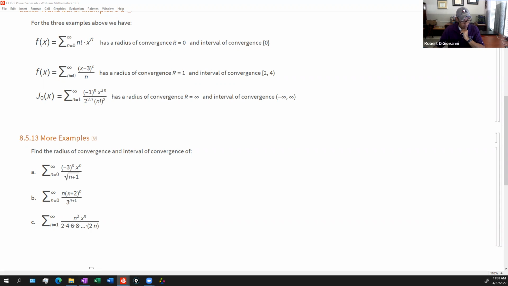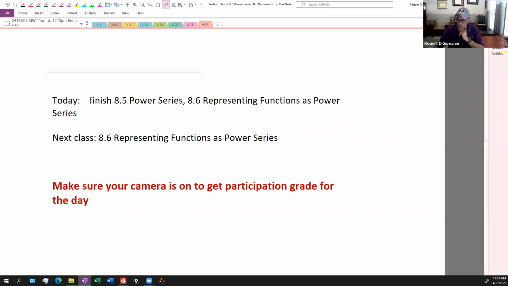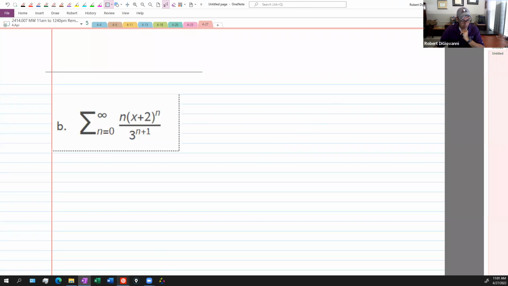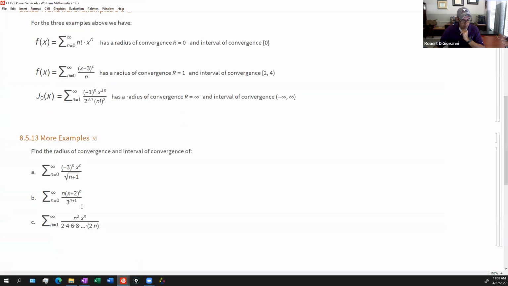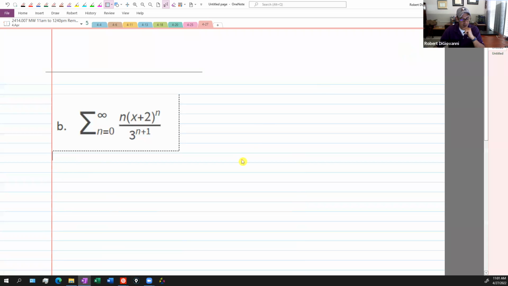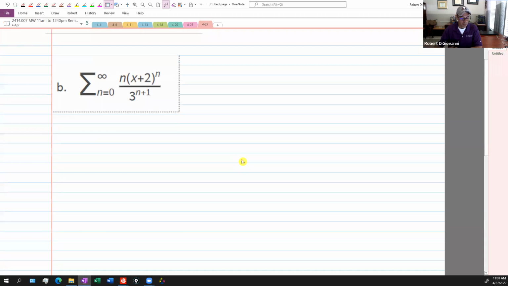Okay, so let's do part B then, which is this one here. The instructions here are to find the radius of convergence and then find the interval of convergence for the following power series. So here's our series. And to find the interval of convergence and radius of convergence, we need to do the ratio test on this to see what it does, right? So we're going to run the ratio test on this.